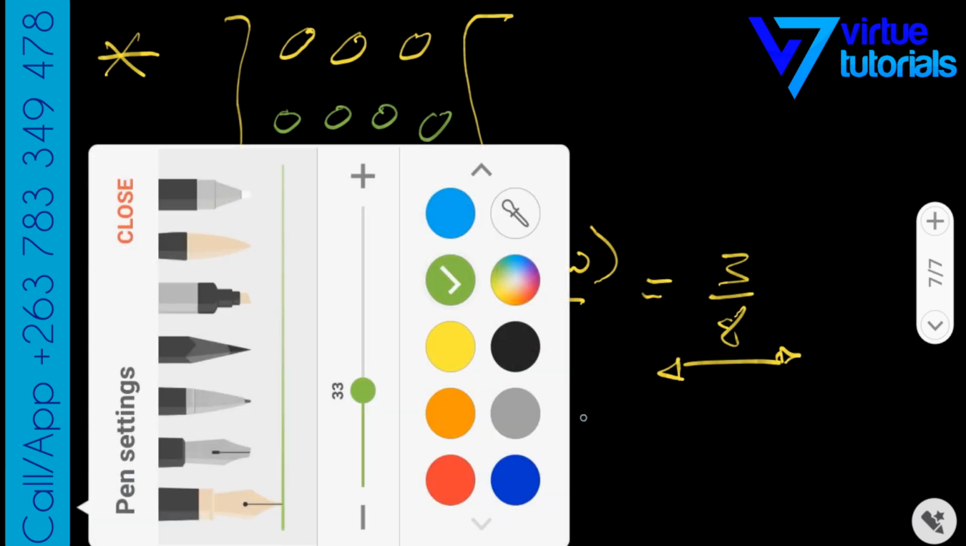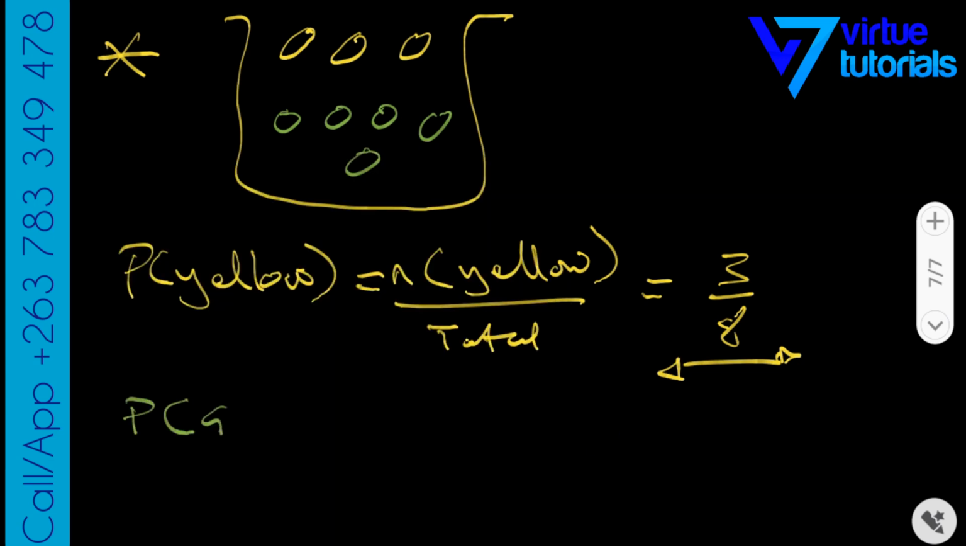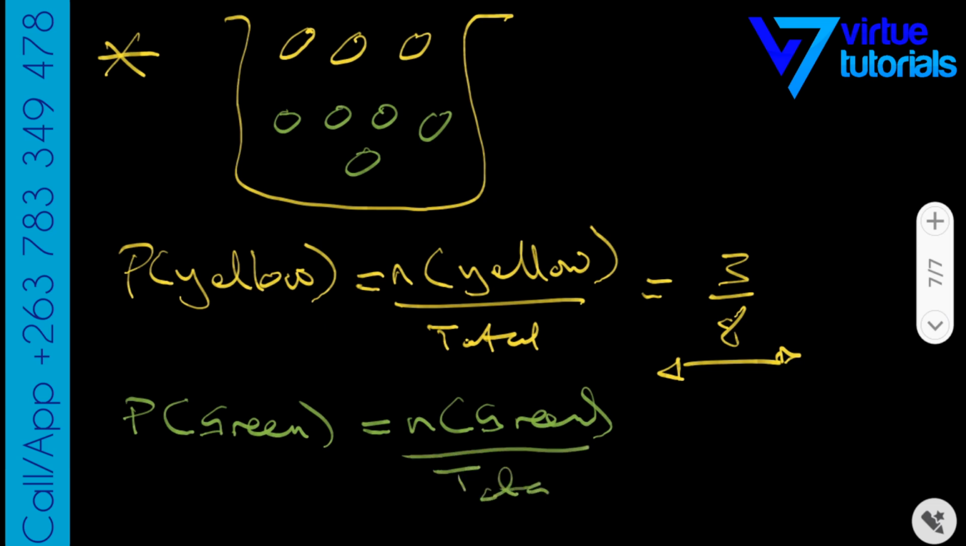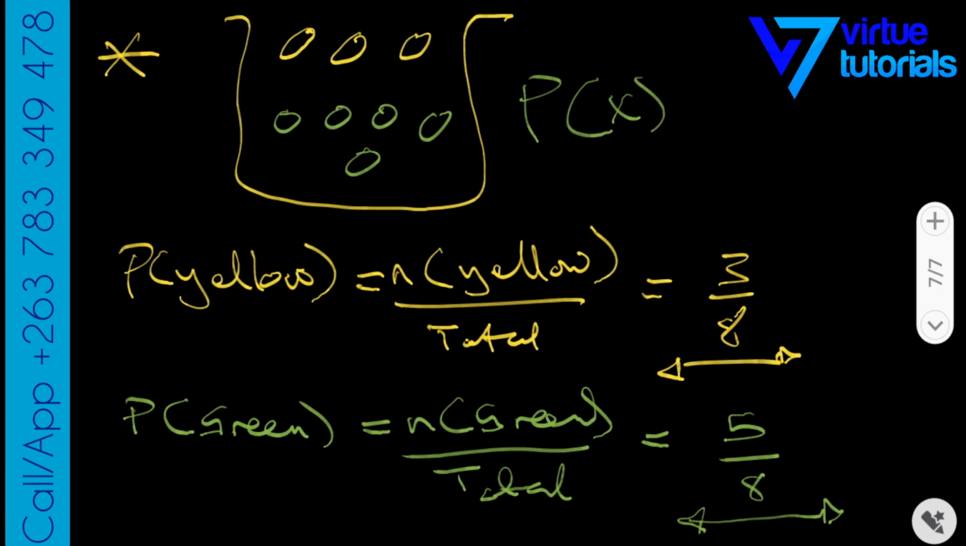The probability of getting a green sweet will be equal to the number of green sweets over the total. So there are 5 green sweets out of a total of 8. So there's 5 out of 8 chances of picking a green sweet. So that's the simple formula that we use when we're calculating probability. Probability of getting a certain outcome X is equal to the number of X, whatever X may be, and then you put that over the total number of items in the set.